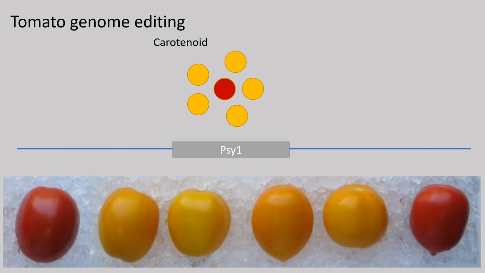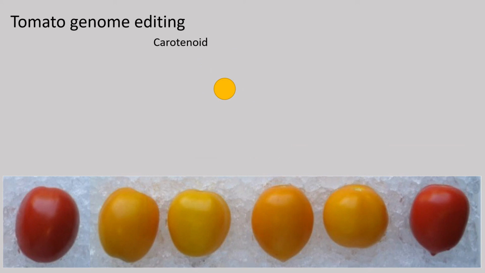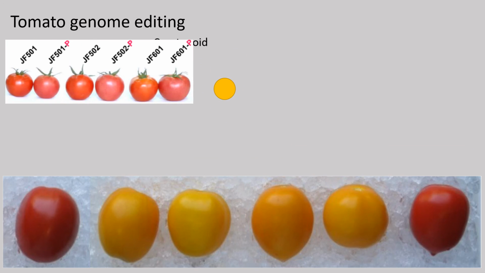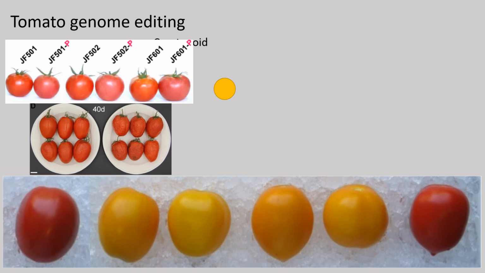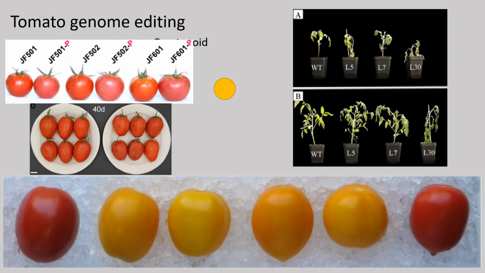Other allele editing has produced pink-colored tomatoes, which are popular in Europe, slow-ripening tomatoes that can stay on supermarket shelves for up to 40 days, and drought-resistant tomato plants.